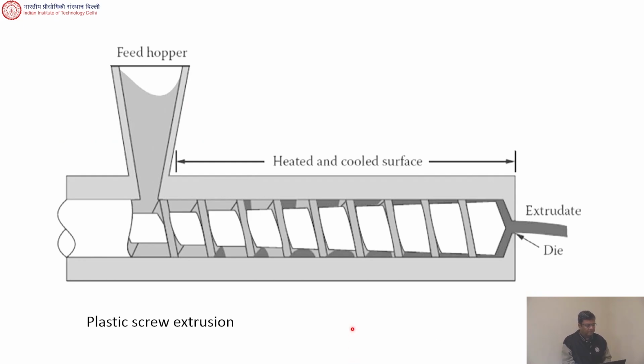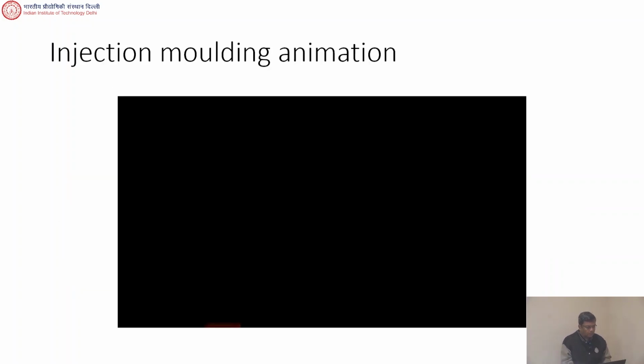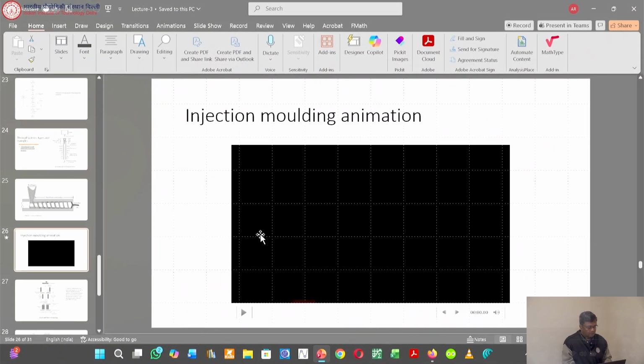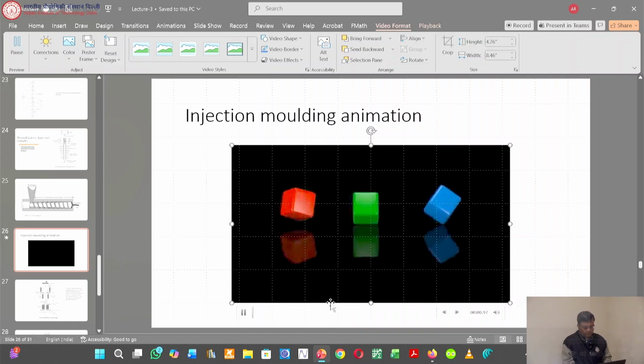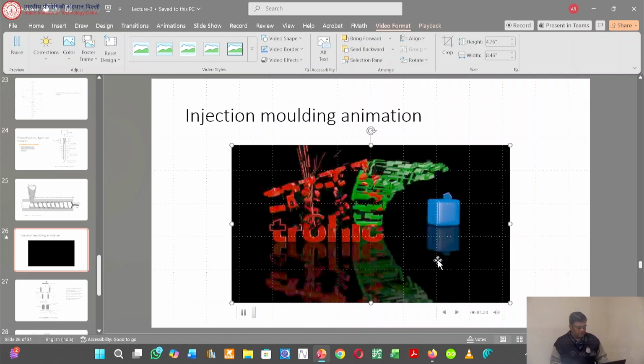Okay, so this is plastic screw extrusion. There is a screw, and you give a feed from here, and this is a heated and cooled surface. You get the extrudate, which is a die. And this is injection molding.